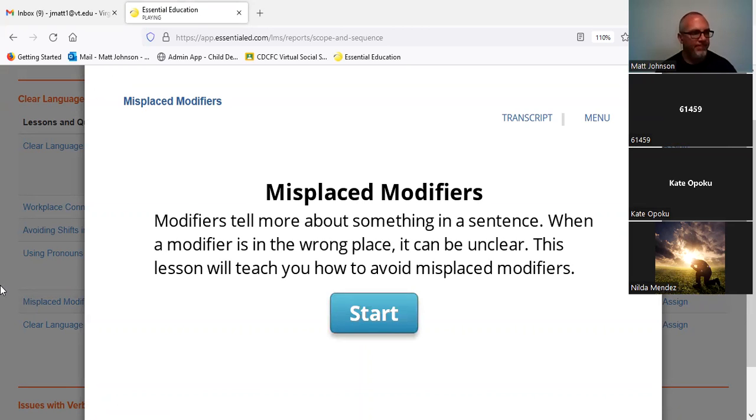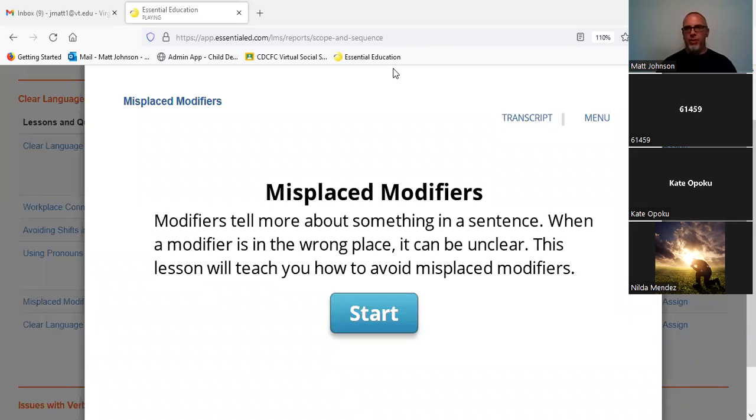Hello again. Are you ready to start the lesson Misplaced Modifiers? Modifiers tell more about something in a sentence. When a modifier is in the wrong place, it can be unclear. This lesson will teach you how to avoid misplaced modifiers.